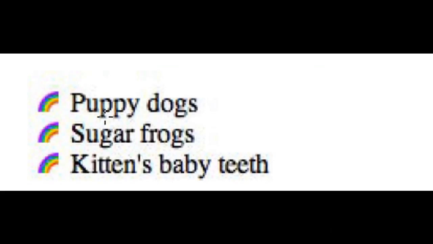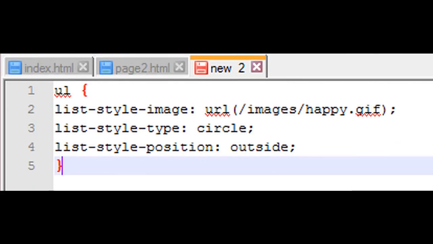As you can see here, I have used an image for the list. This has been done with the help of this code, where I have inserted the image with the help of a URL, which is images/happy.gif. And in case anything happens to the loading of the image, I have set the list-style-type to circle and the list-style-position to outside. So this was all from my side in this tutorial and in this unit.